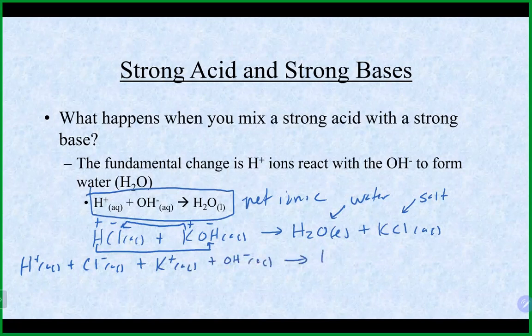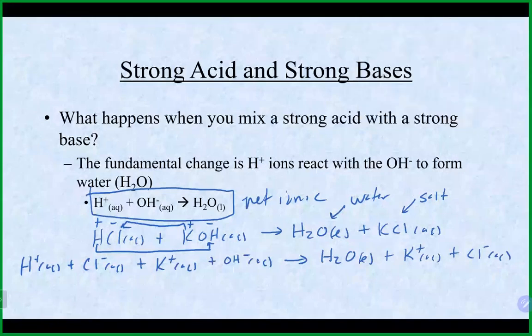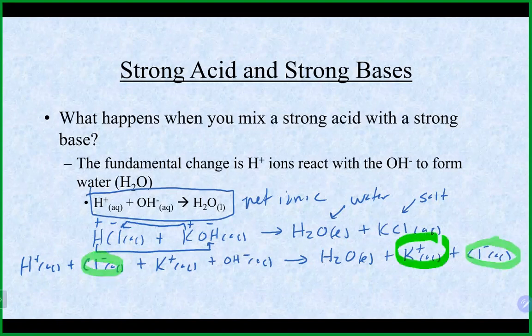Water, which is a liquid, much like a solid, will stay together. It is sharing electrons, not going to break apart into ions, it's molecular. And potassium chloride, which is a strong electrolyte, will break apart into K plus and Cl minus. That would be our total ionic equation in this case. We could see here that our spectator ions in this case are Cl minus on both sides and our potassium on both sides. Those are going to be our spectator ions, which we could cancel out.